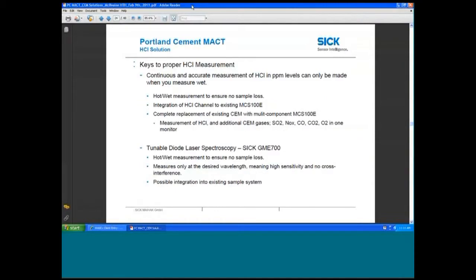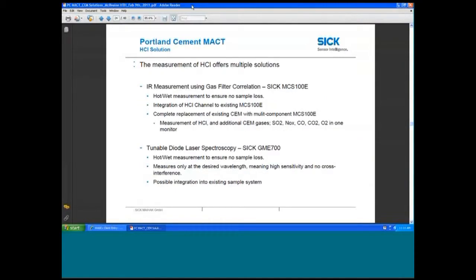Next slide. I mentioned earlier that the performance spec listed in the original PC MACT rule was referencing an FTIR analyzer. The EPA, as I mentioned, is accepting other technologies. We also manufacture an FTIR device, but our best solution, and I think we would define a best solution based around replacement of an entire system, and then including HCl in the new system or adding HCl to an existing system, would be what I show you here.